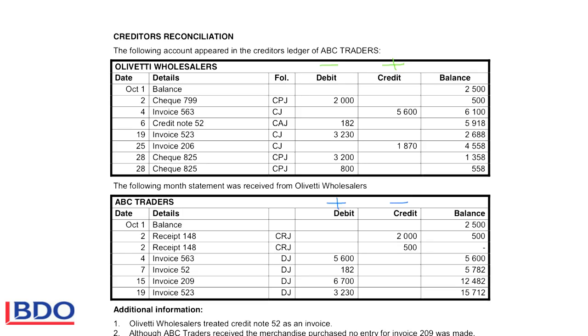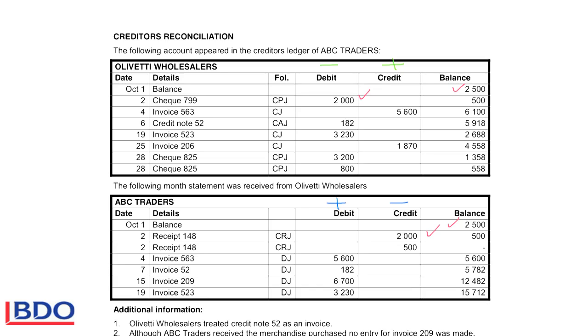So if I look at the balance, the opening balance for both of them was 2,500. Then in the creditors ledger, we showed that we paid 2,000 Rand. In their books, they also show the 2,000 Rand. But what do we see? They've got an additional 500 Rand that's not in the books here. So it means that one of the two made a mistake. So we will have to read to see where the mistake was made.